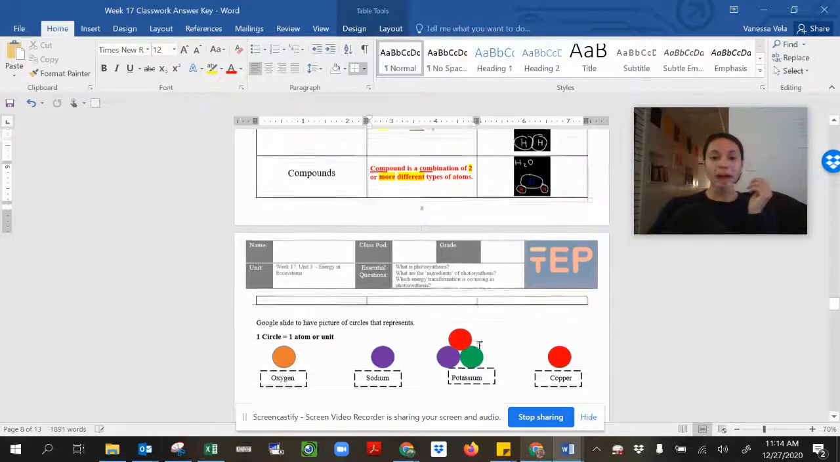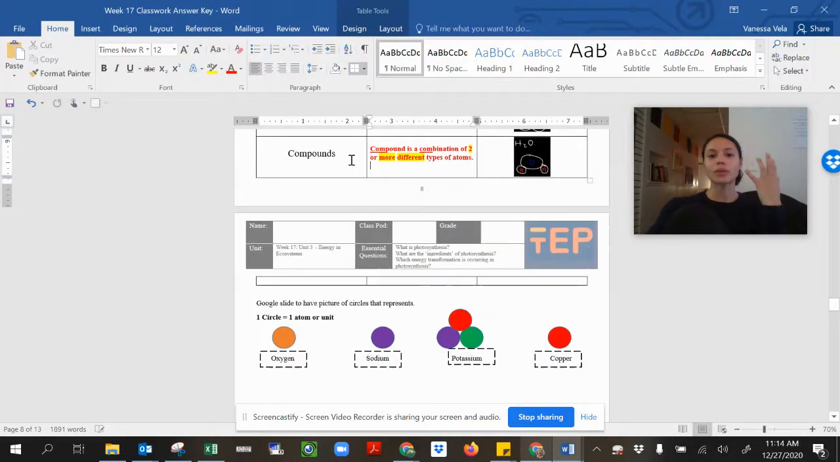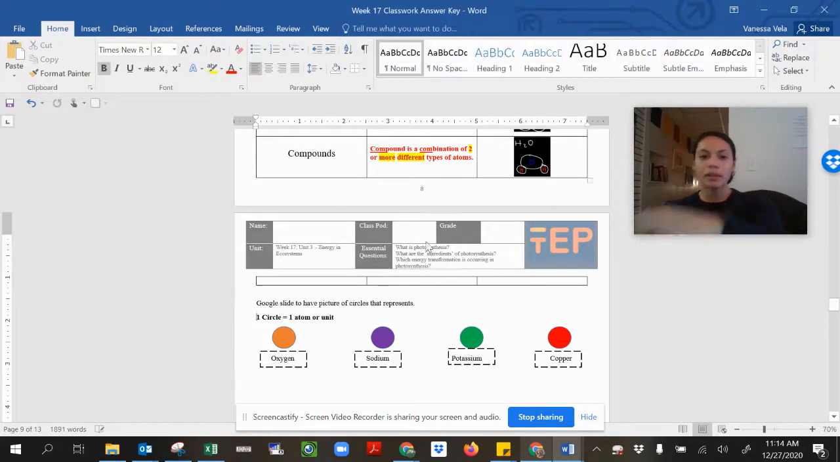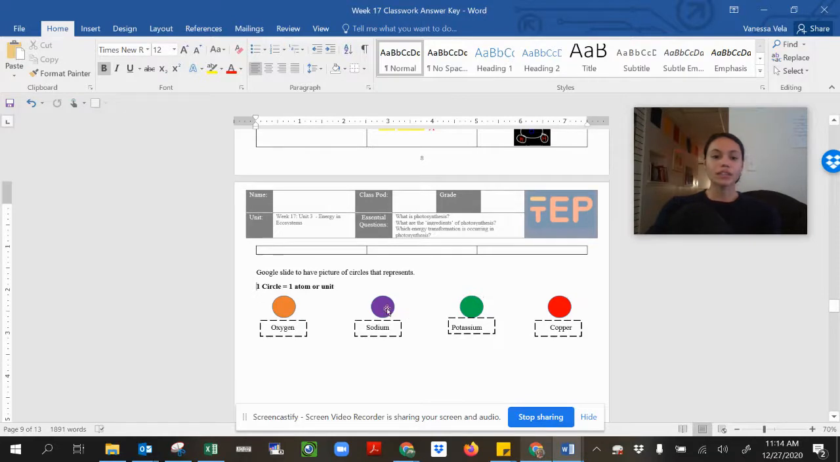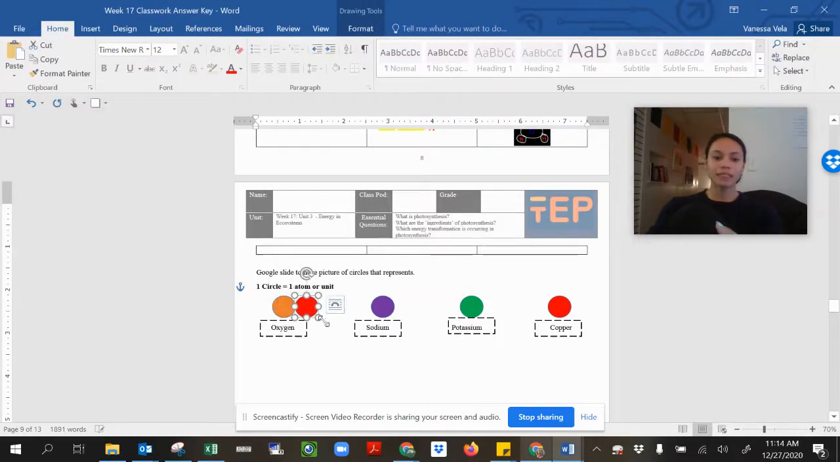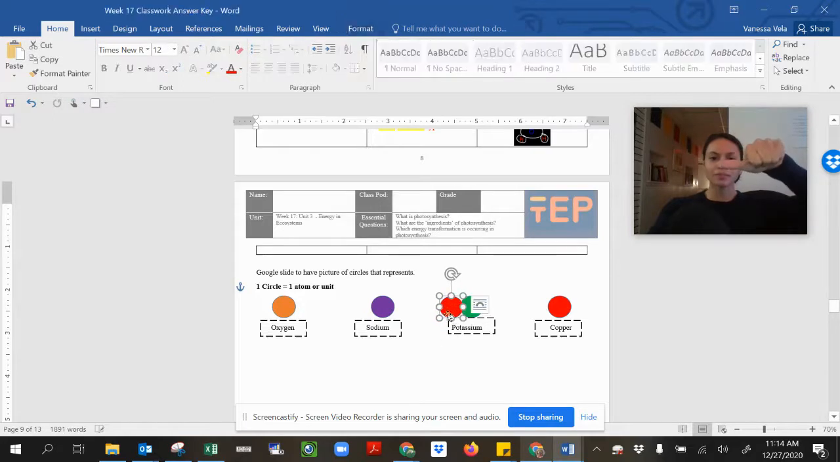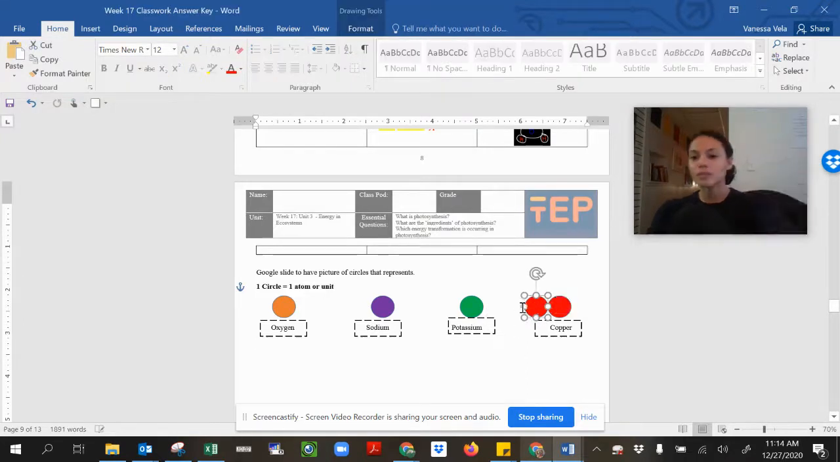You can always refer back to this section like, is it 2 or more of the same? And nope, it's not, so it has to be a compound. All right, compounds and molecules get people tricked up, but atoms are really easy because it's just one single type of thing. But what you have to understand is compounds are 2 different types of things. Is this a compound? Yes. Is this a compound? Yes. Is this a compound? Yes. Is this a compound? No, it's a molecule.